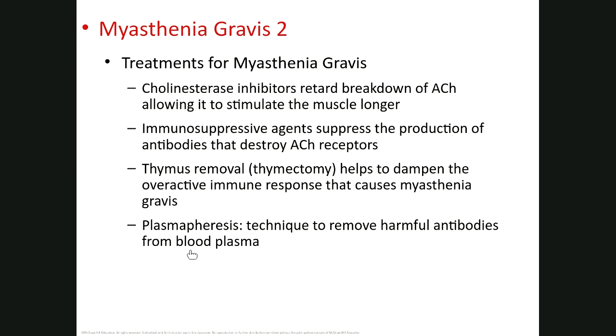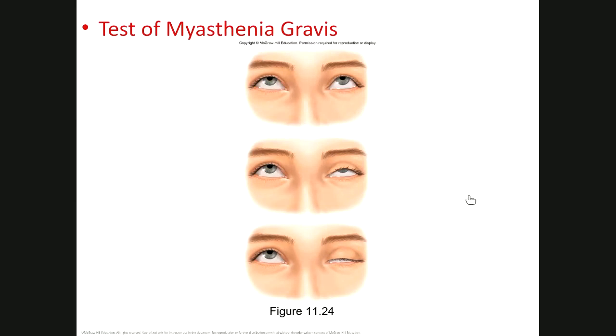Plasmapheresis is also a good procedure because we know the antibodies are in the plasma. So if we go through that and remove the harmful antibodies and return the plasma, you lessen the overactive immune cells. Here's a picture of myasthenia gravis, and see how even one side is left drooping, the other may be independent of what's happening on the other side. There you go. All right, that ends this chapter.